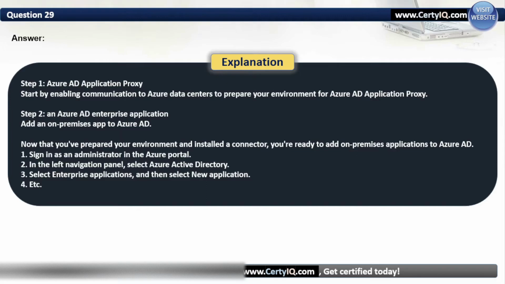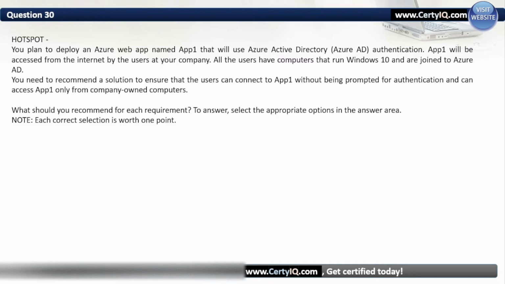Step 1. Azure AD application proxy. Start by enabling communication to Azure data centers to prepare your environment for Azure AD application proxy. Step 2. An Azure AD enterprise application. Add an on-premises app to Azure AD. Now that you have prepared your environment and installed a connector, you are ready to add on-premises applications to Azure AD. First, sign in as an administrator in the Azure portal. In the left navigation panel, select Azure AD. Select Enterprise Applications and then select New Applications. Then etc.